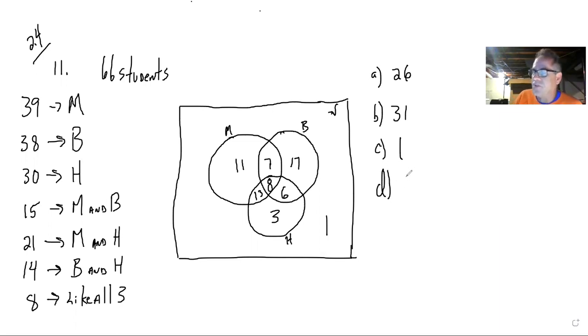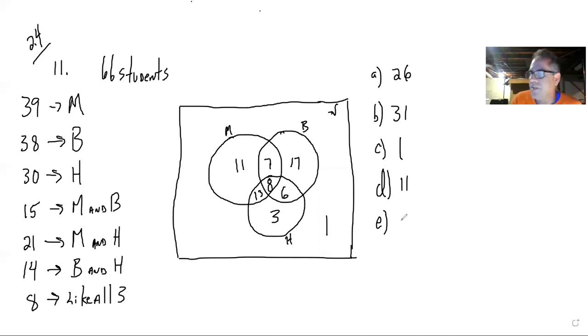How many of these students like Mozart, but neither Beethoven nor Haydn? That would be this group of 11. They liked only Mozart, but neither of the other 2. Good there. So it's a group of 11.